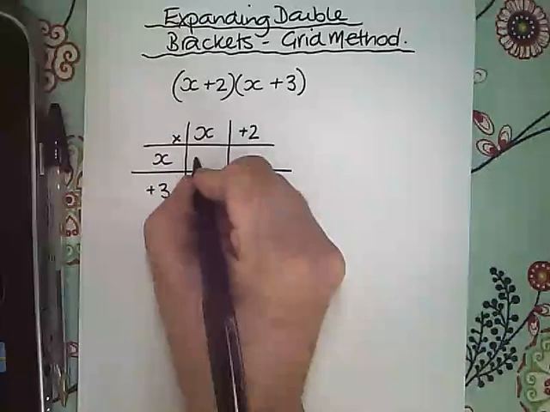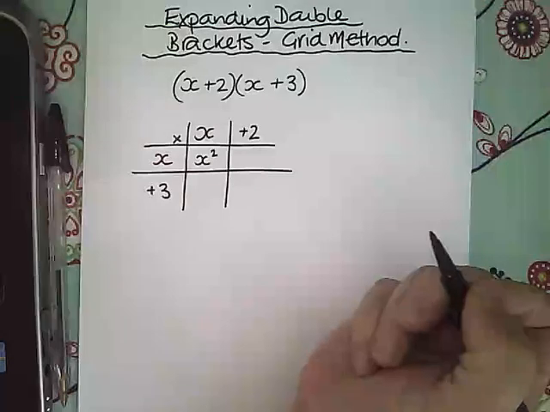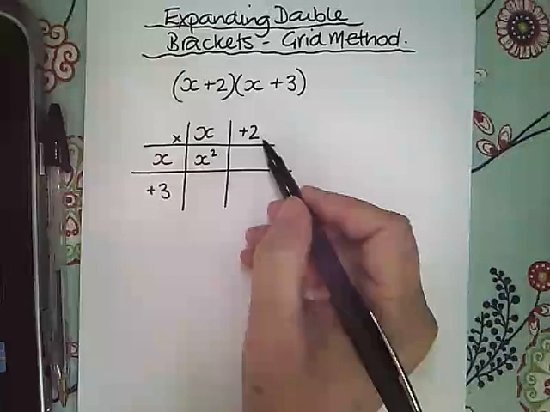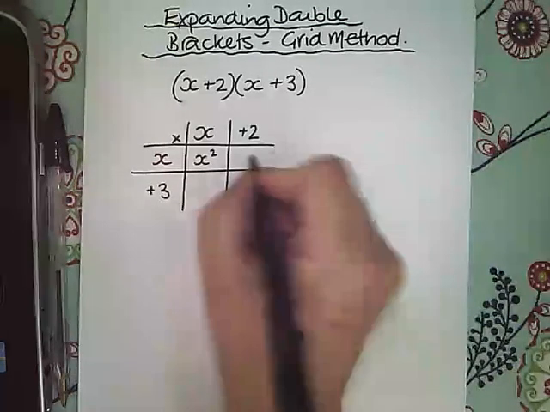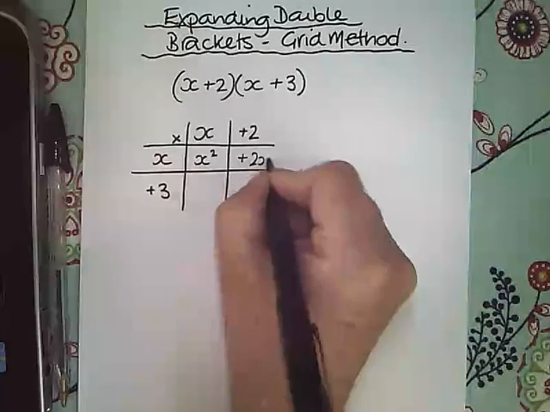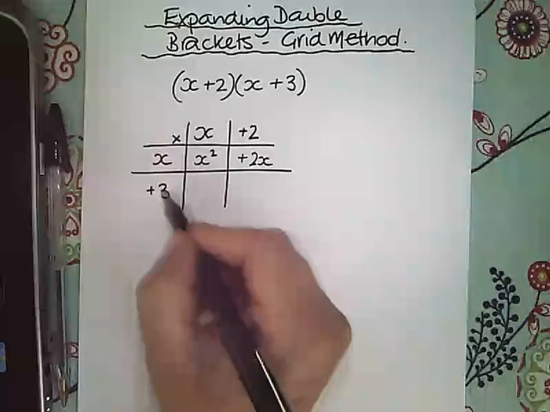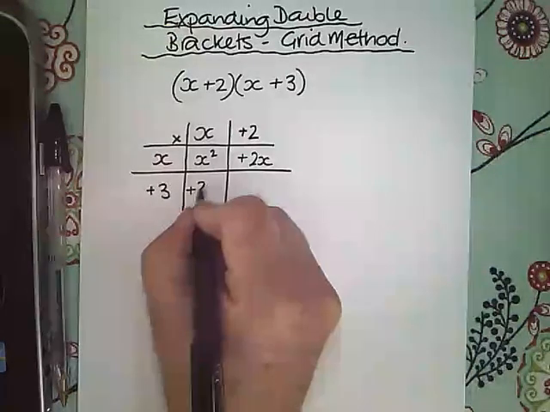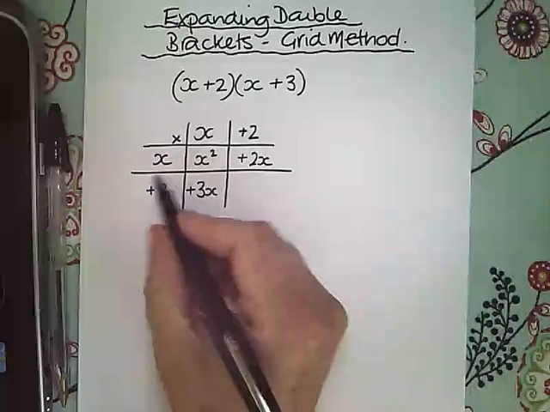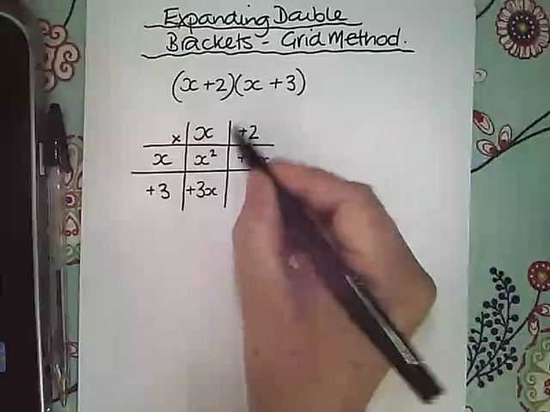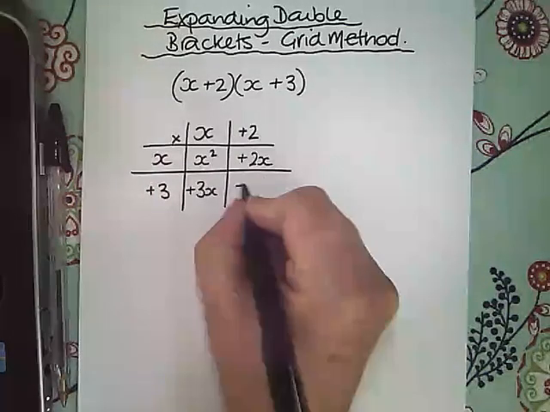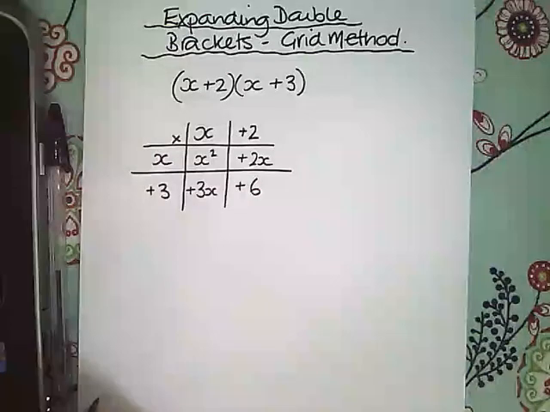So x times x gives us x squared. X times 2 is positive 2, so it would be positive 2x. X times 3 for this box here would be plus 3x, because they're both positive. And finally, positive 3 times positive 2 here would give us positive 6.